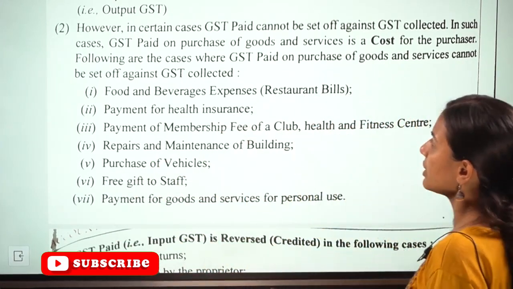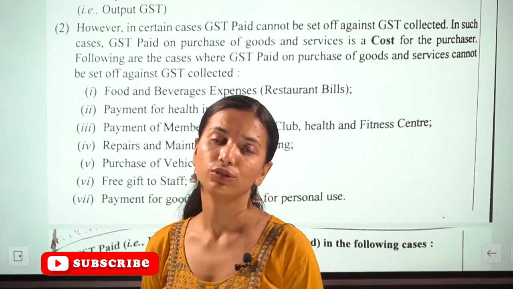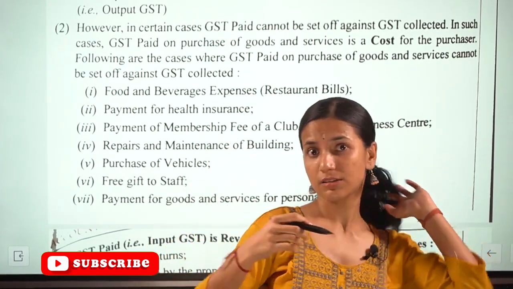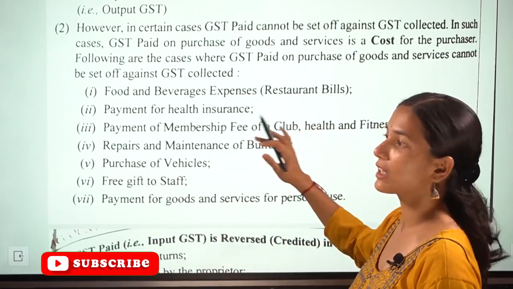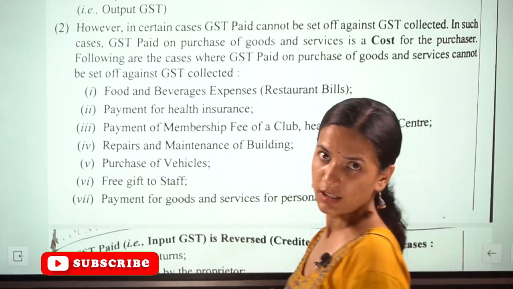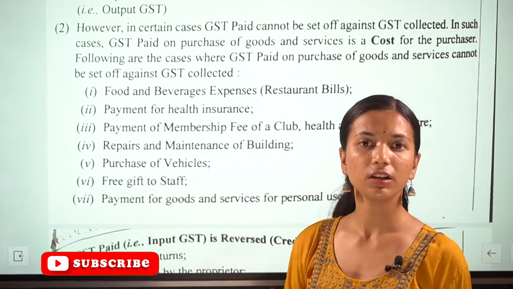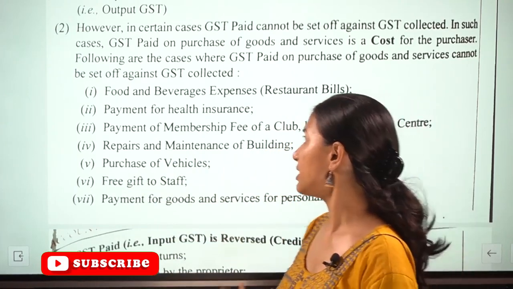So, food and beverages expenses. There you don't know the amount, so that's why the GST cannot be set off. Next we have payment for health insurance. Insurance can be more, right? So that's why in this case also GST can be set off.